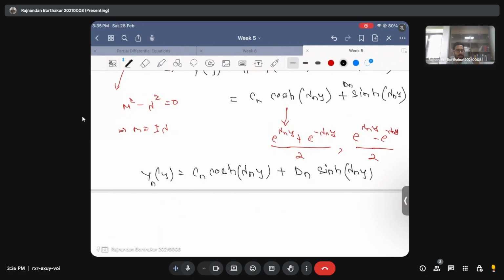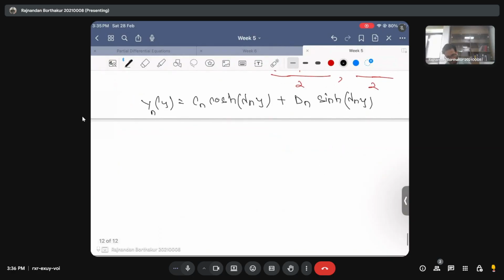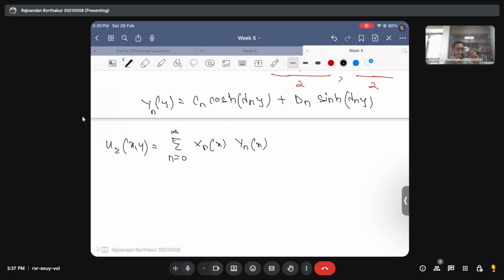So we know Xn, we know Yn, and so my u2 as a function of x and y is going to be the superposition of all the Xn's and Yn's, because your governing equation is linear. So this is equal to sum over n equal to 0 to infinity of Xn of x times Yn of y. Your u2 is going to be X0 Y0 plus X1 Y1 plus X2 Y2 and so on. For a generic n, it's a summation of all the modes. Any value of n we call a mode in eigenvalue analysis, and your entire solution is the superposition of all the modes.